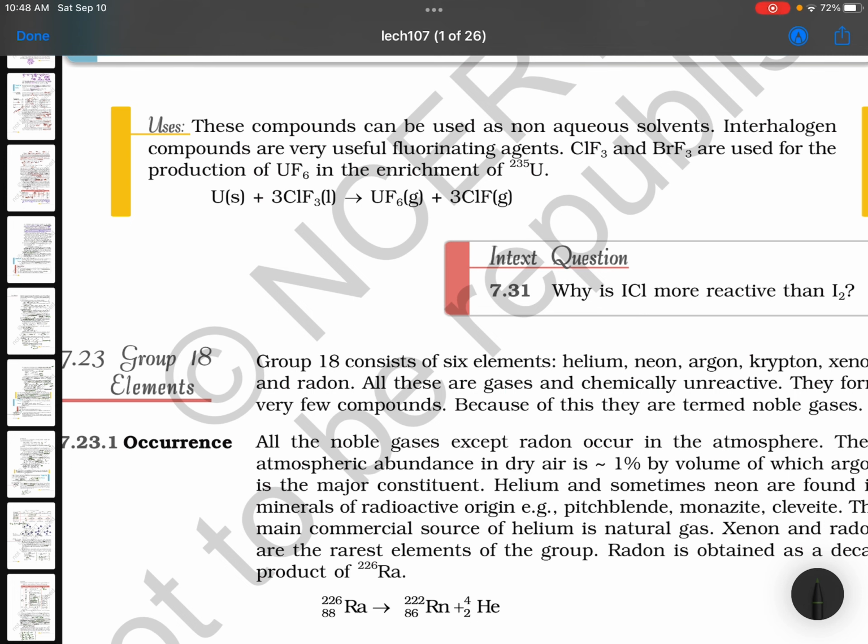These compounds can be used as non-aqueous solvents. Interhalogen compounds are very useful as fluorinating agents. ClF3 and BrF3 are used in the production of UF6. You can see this reaction. Little interesting, ClF3 is turning into ClF.